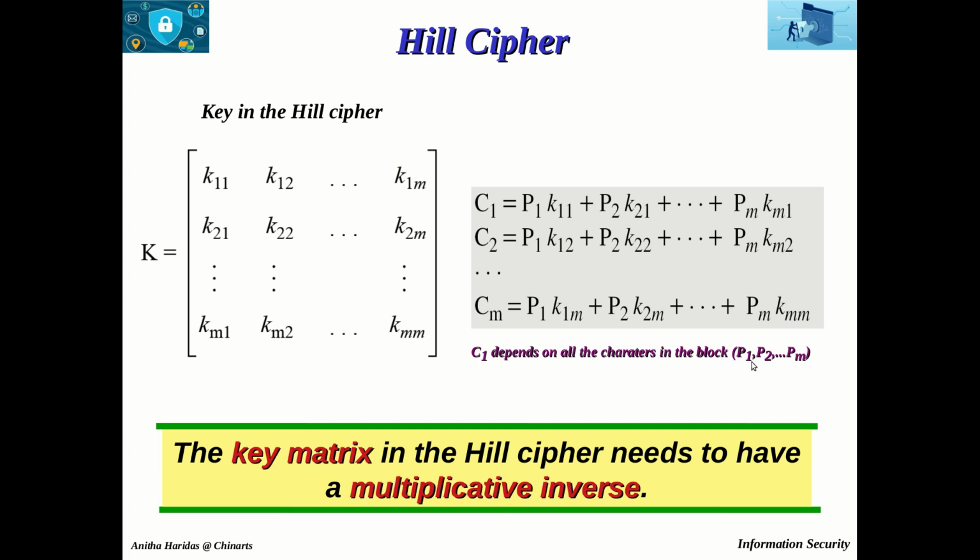So each block will contain P1 to Pm characters. If m is the size of the block, then n number of blocks will be produced by this particular cipher. Now if you observe, the key matrix in the Hill cipher needs to have a multiplicative inverse, because we are going to multiply the plain text block with the key in the Hill cipher. Okay. So let us see an example, then it will become more clear for you.